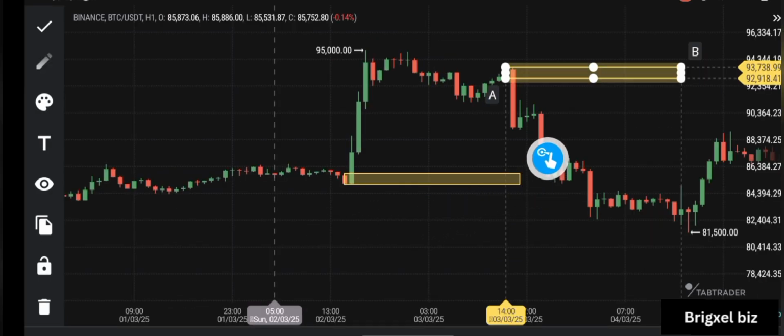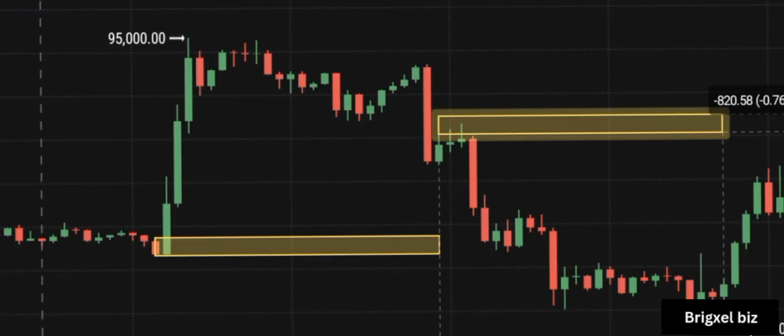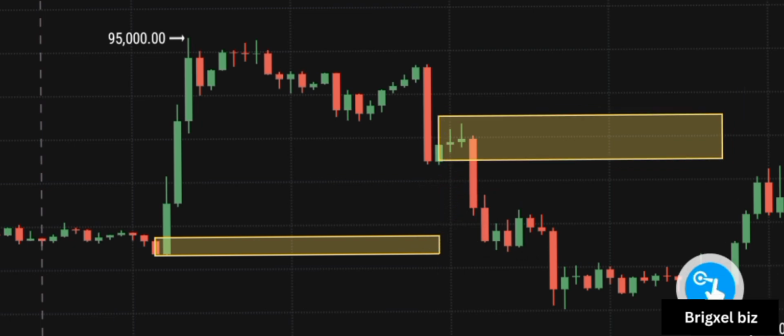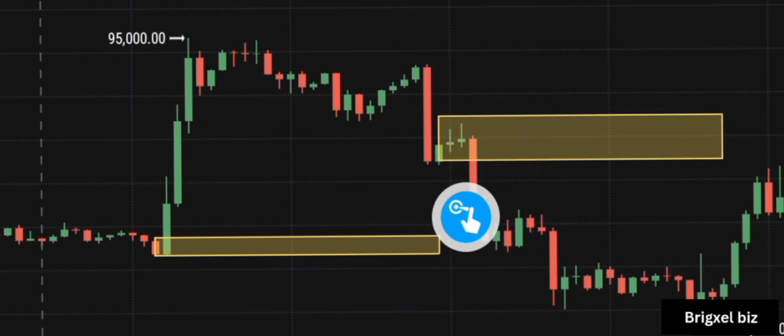Now another way of marking or drawing a demand or supply zone would be to pay attention to the base, and pick the high and the low of the base. What I mean by that is pick the highest wick in the upward direction, and then pick the lowest wick in the downward direction, and then mark out that region. Let me show you what I'm saying. If I want to do that here, you can see we have 3 candles there. Notice what I just did. I picked the highest wick and the lowest wick.